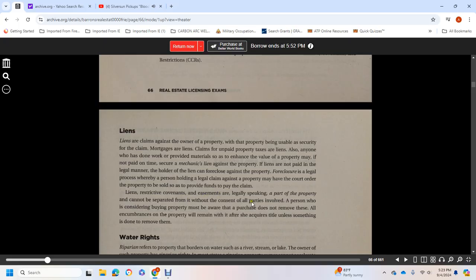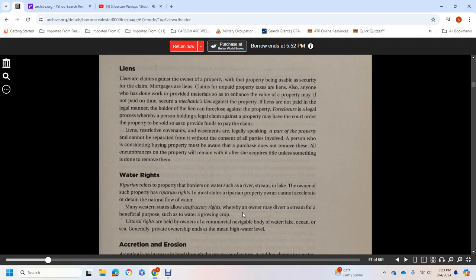Liens, restrictive covenants, and easements are, legally speaking, a part of the property and cannot be separated without the consent of all the parties involved. A person considering buying property must be aware of this. The purchase does not remove these. All of the encumbrances on the property will remain after they acquire the title, unless something is done to remove them.